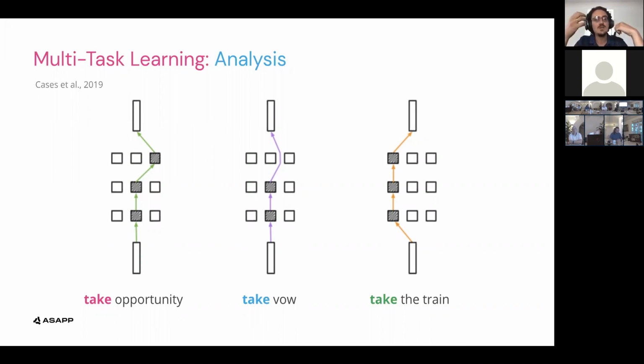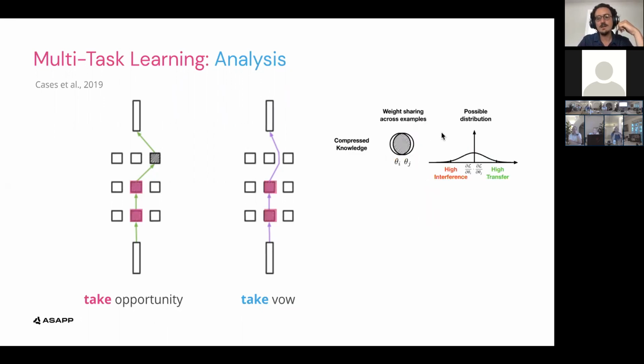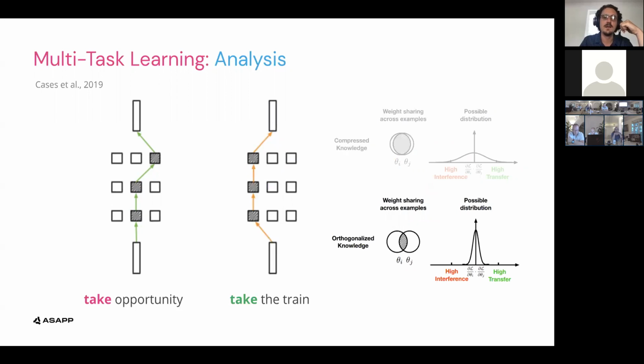And we can share interpretation for the benefit of both sample efficiency and functional efficiency, in the sense that we don't need as many parameters, etc. A friend of mine says that as soon as you have high weight sharing, you have this kind of compressed knowledge because you have very high similarity in the interpretation. On the other hand, you have orthogonalized knowledge if two interpretations are highly dissimilar.